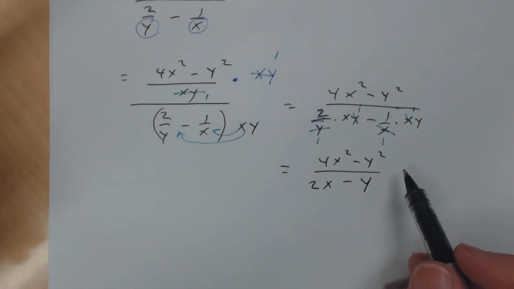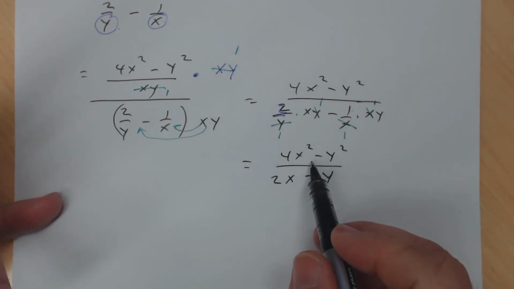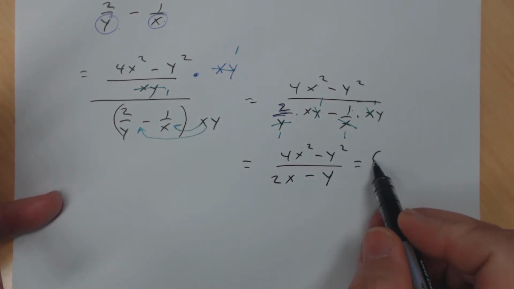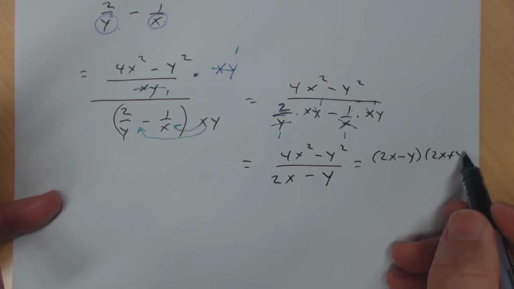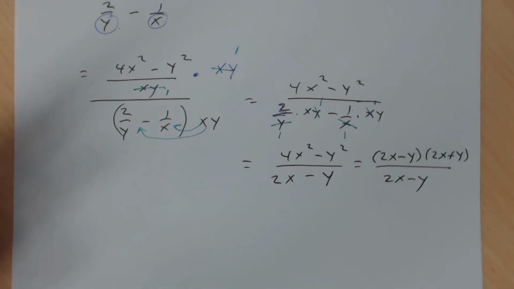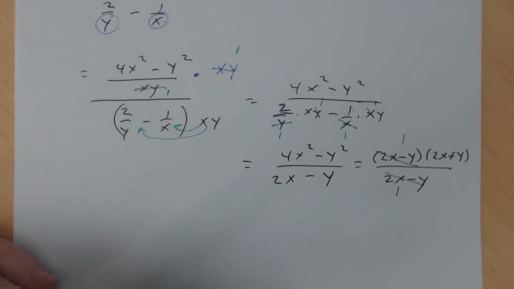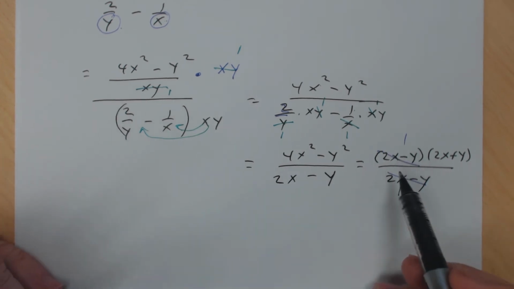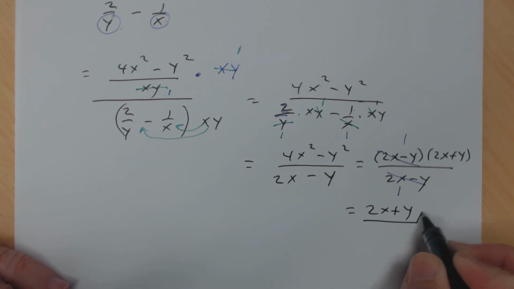Alright, now remember the next step is to factor numerator and denominator. So here, that's the difference of two squares. So when I factor that, I get 2x minus y times 2x plus y divided by 2x minus y. And now notice I can reduce these, for factors of 1, and so the answer is just 2x plus y. That's the answer.